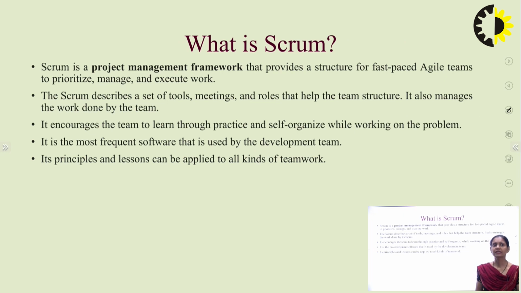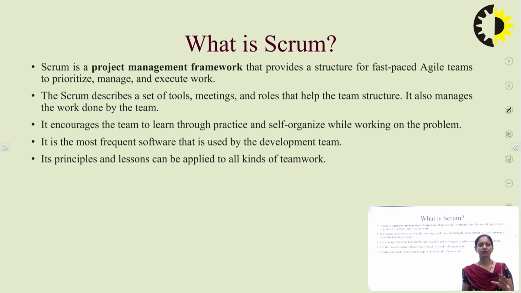Now we have the next thing, that is Scrum. Scrum is a framework which works onto the Agile methodology, but it gives you the way how to work on it. It provides a structure to the Agile teams on how to work. So they help the teams to prioritize, manage and execute their work, and it describes a set of tools, meetings and roles of the team.